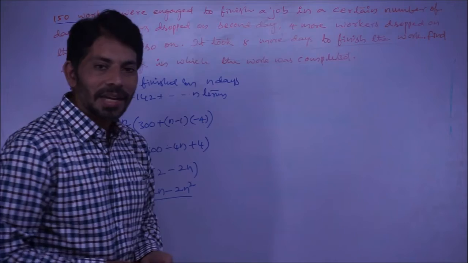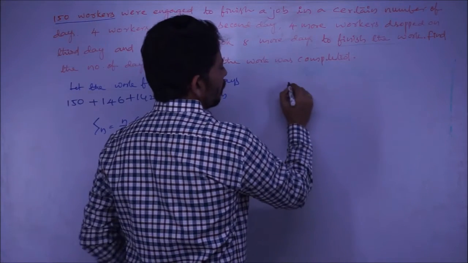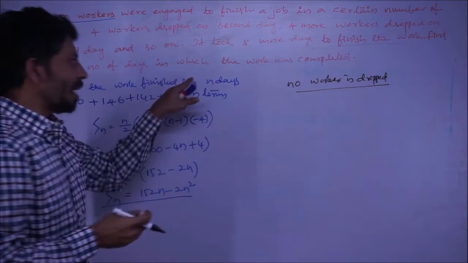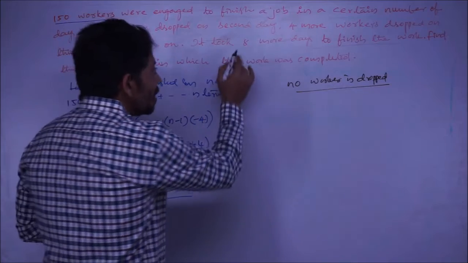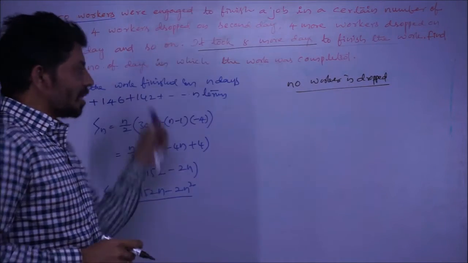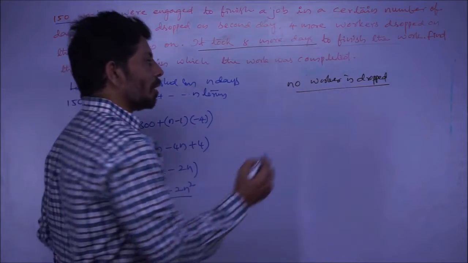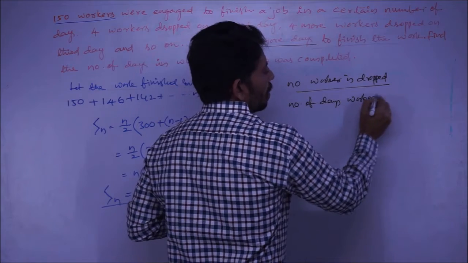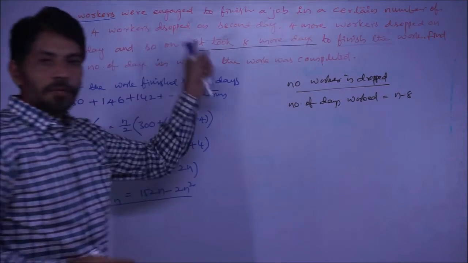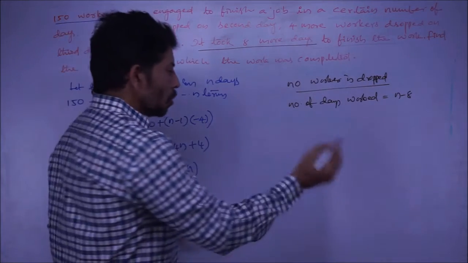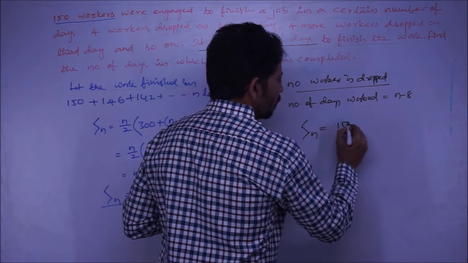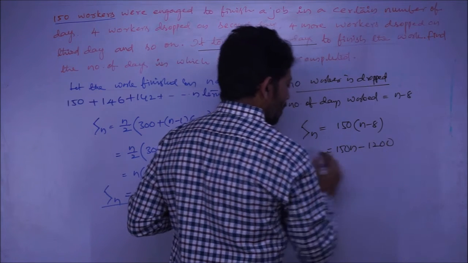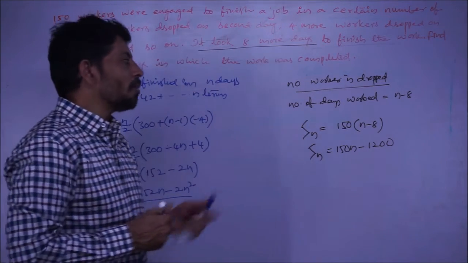Now let us come to the second situation, if no worker is dropped. If workers are dropping, it takes n days. If workers were not dropping, it takes 8 days less than this. Number of days worked is obviously n minus 8. First day 150, second day 150, third day 150. So the total labor charges provided is 150 into n minus 8, that is 150n minus 1200. This is the total number of labor charges to be paid to finish the work.